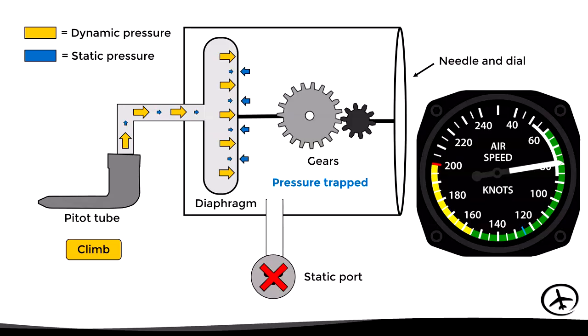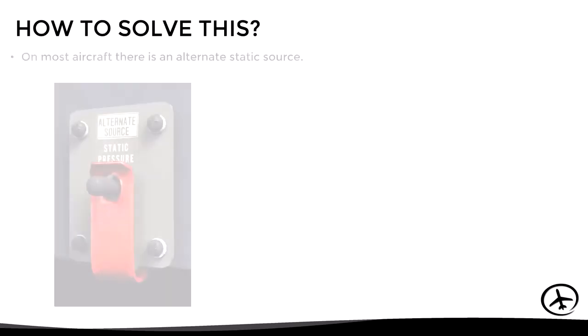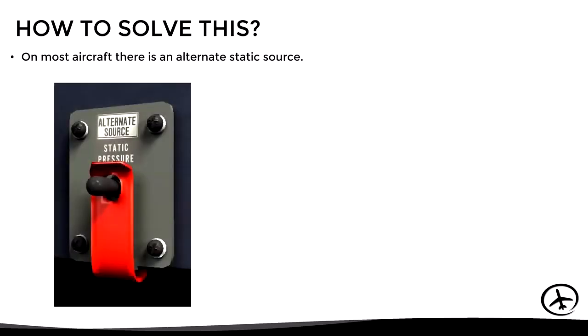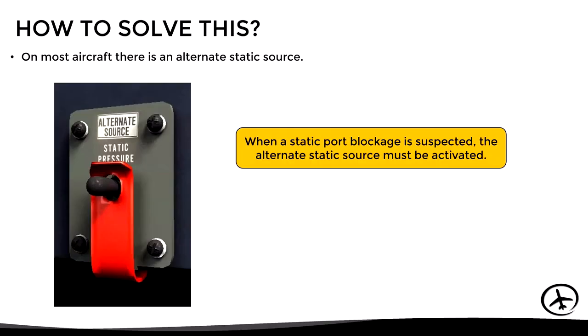Now, once a static port blockage has been identified, the question is how to solve it. Well, in most aircraft we can find an alternate static source, which allows static pressure to enter the system. Therefore, when suspecting a static port blockage, this alternate static source must be activated. However, there is something to keep in mind. It is that the static pressure provided by this alternate source is slightly different from the real one.